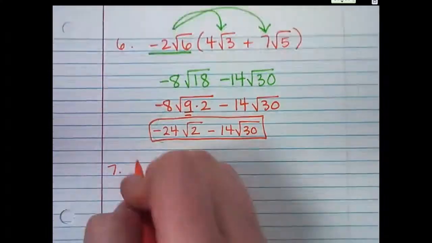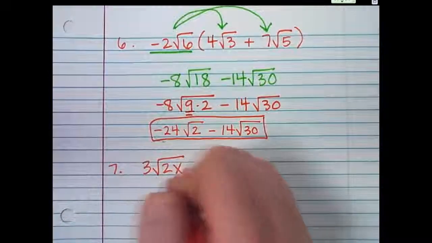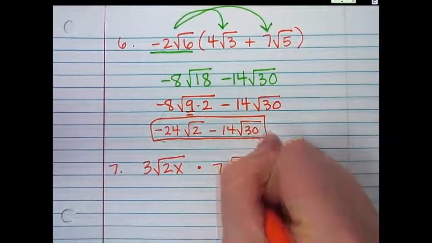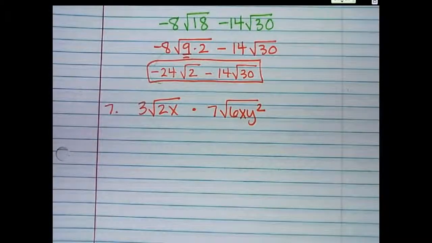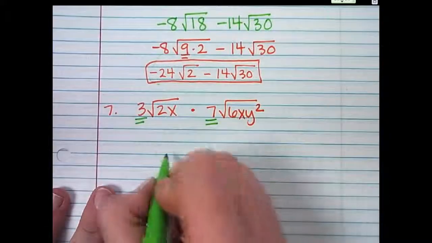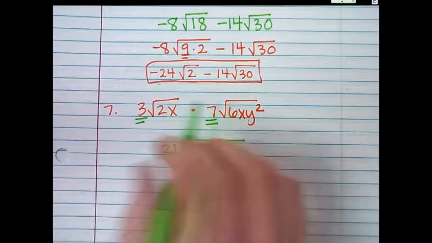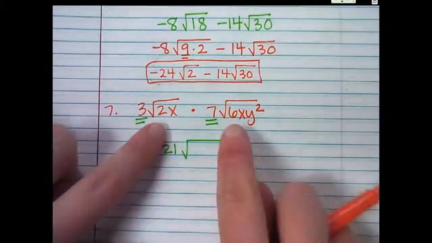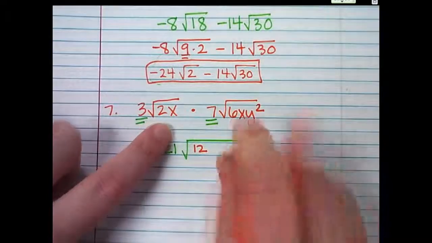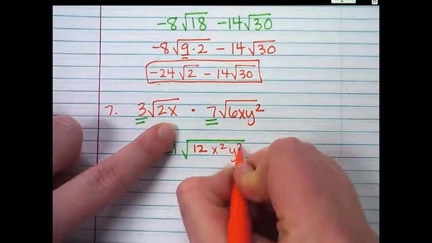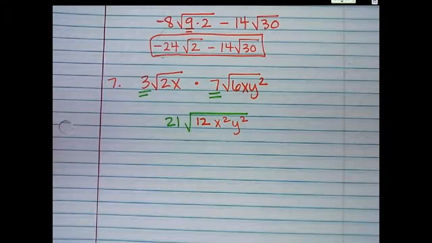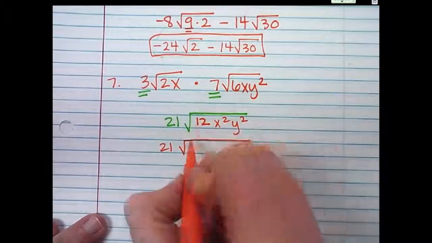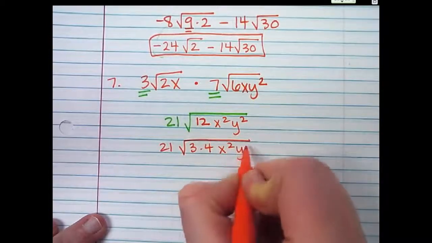Last one, because we always have to have our variables. So multiply coefficients first, which would be 21. And then multiply the inside. So on the inside, I've got 2 times 6, which is 12. Then I've got 2 x's, I add exponent, so x squared, y squared. And now we're going to simplify this. So what's a perfect square inside 12? 4, so 3 times 4, and I don't have to do anything with my x squared, y squared.